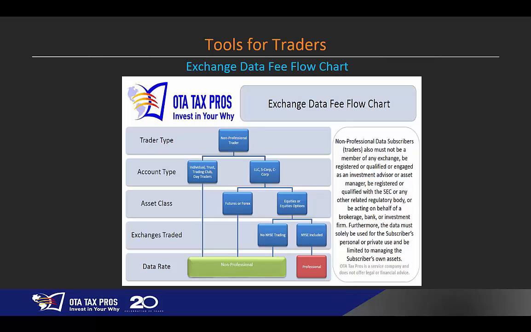Next, we have the data fee flow chart. As you can see, it flows from trader type, non-professional trader, through account types, asset classes, exchange traded, and lastly, it identifies the data rates.